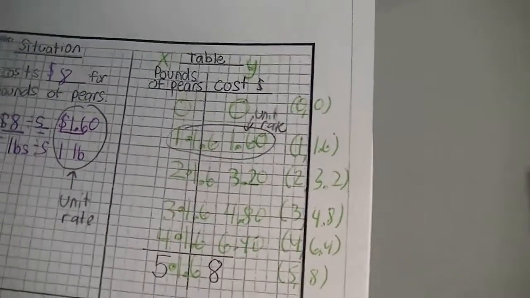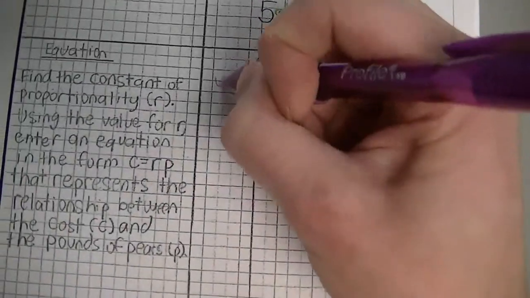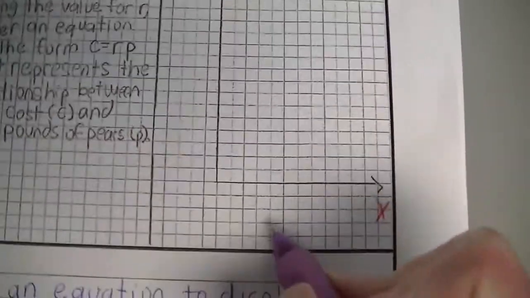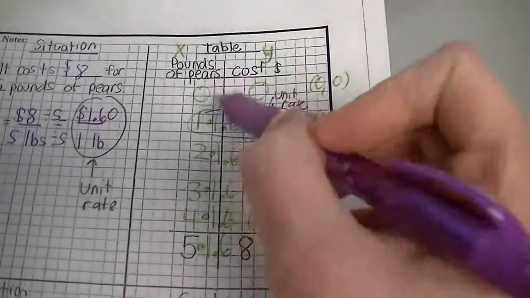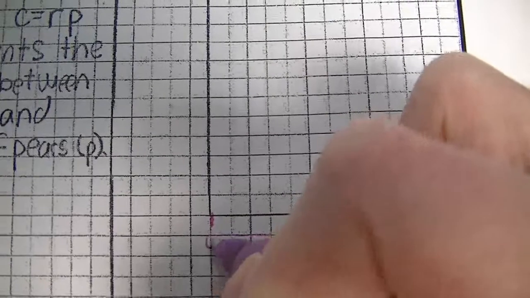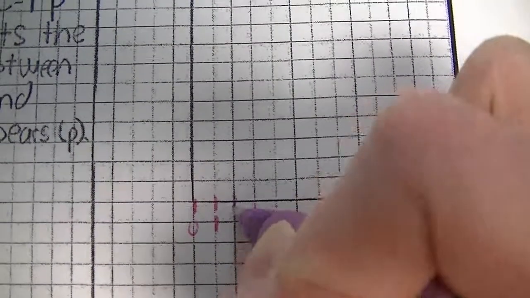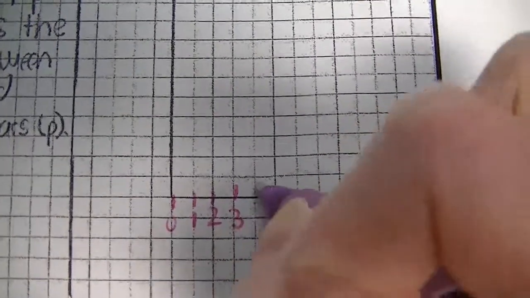Okay? So let's move on to this graph. This darn graph is totally blank, so we should probably start off with labeling our x and y axes. And then for the x-axis, since it's representing pounds of pears, I just used whole numbers. I'm going to count by 1. So this first little notch is 0, and then 1, and you kind of have to write really small. 2, 3.